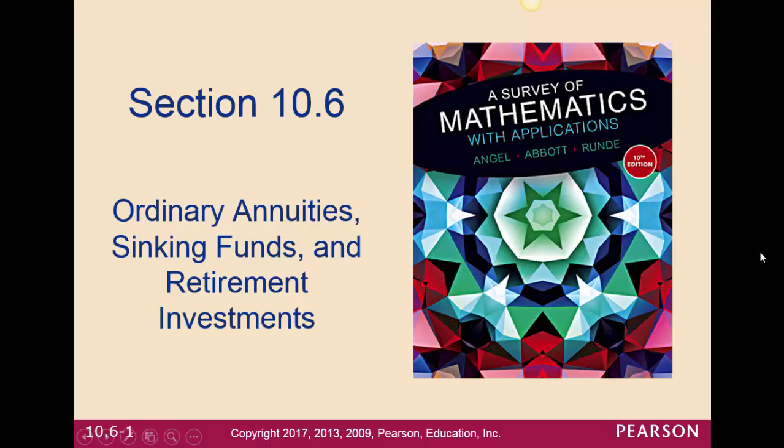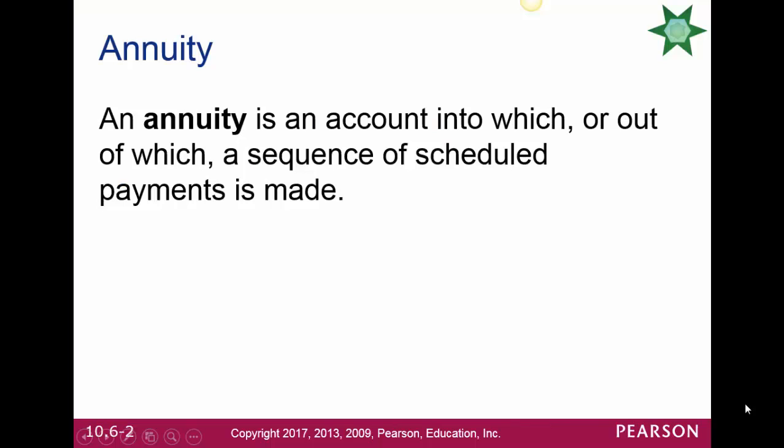The last section in consumer math is section 10.6 in our book, and it deals with ordinary annuities, sinking funds, and retirement investments. An annuity is an account into which or out of which a sequence of scheduled payments is made.